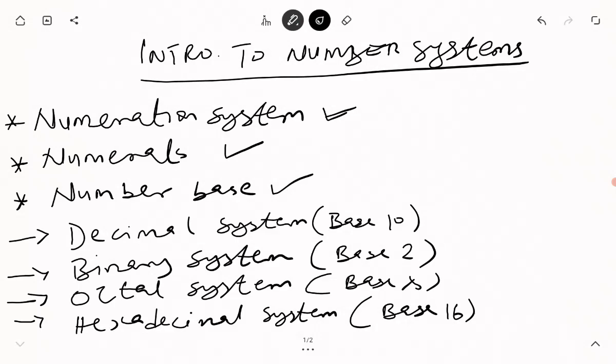Now we're going to be looking at examples of number base systems that we have. Number one, we have the decimal system, which is also referred to as base 10. This comprises digits ranging from 0 to 9. Next, we have the binary system, which is also referred to as base 2. The binary system involves two digits, 0 and 1. Next is the octal system, which is also referred to as base 8. This comprises 8 digits ranging from 0 to 7.